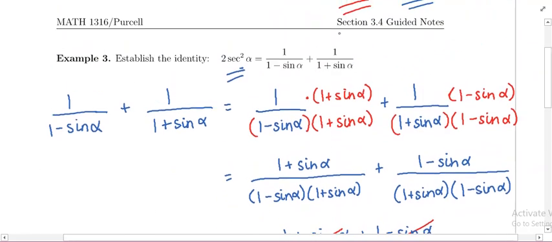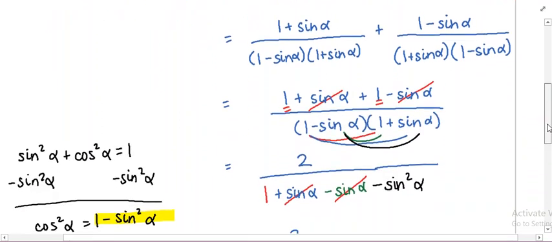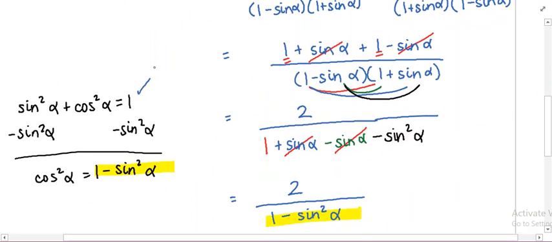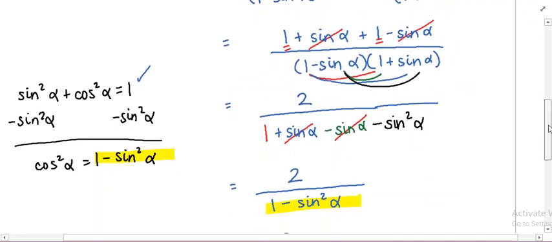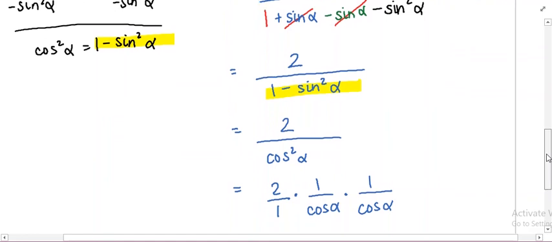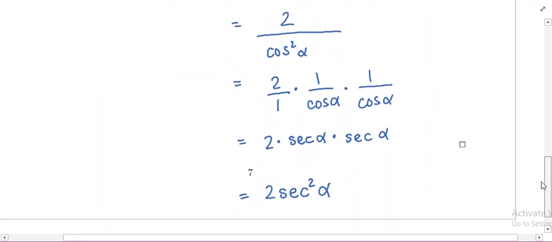So we basically started off, and we have verified the identity. We started off with the most complicated part of the equation, which was the right-hand side. We realized that we were adding 2 fractions, so we went ahead and performed the addition and combined those into 1 fraction. And then we did some algebra and applied the Pythagorean identity that sine squared alpha plus the cosine squared of alpha is equal to 1. And did some more algebraic manipulation, and we were able to get our goal of the left-hand side, which is 2 times the secant squared of alpha. We're done.